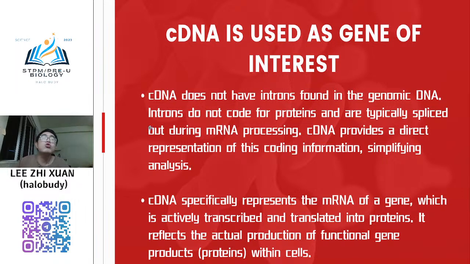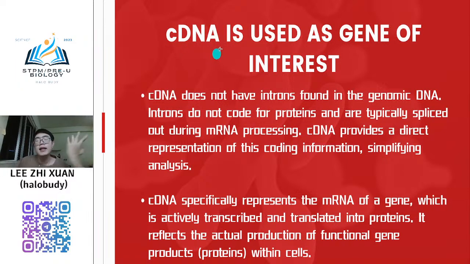We don't want introns at all. So one of the methods is we synthesize cDNA. We use the cDNA as the gene of interest rather than using genomic DNA. Genomic DNA is the original DNA. If you directly isolate the eukaryotic gene, the eukaryotic DNA, that is called genomic DNA. But if you do a modification process, that is we synthesize cDNA.